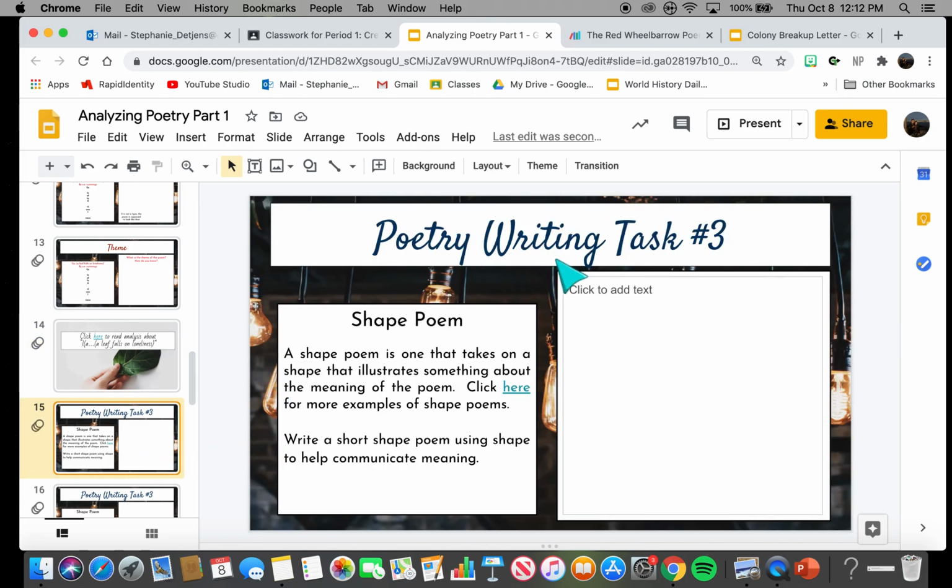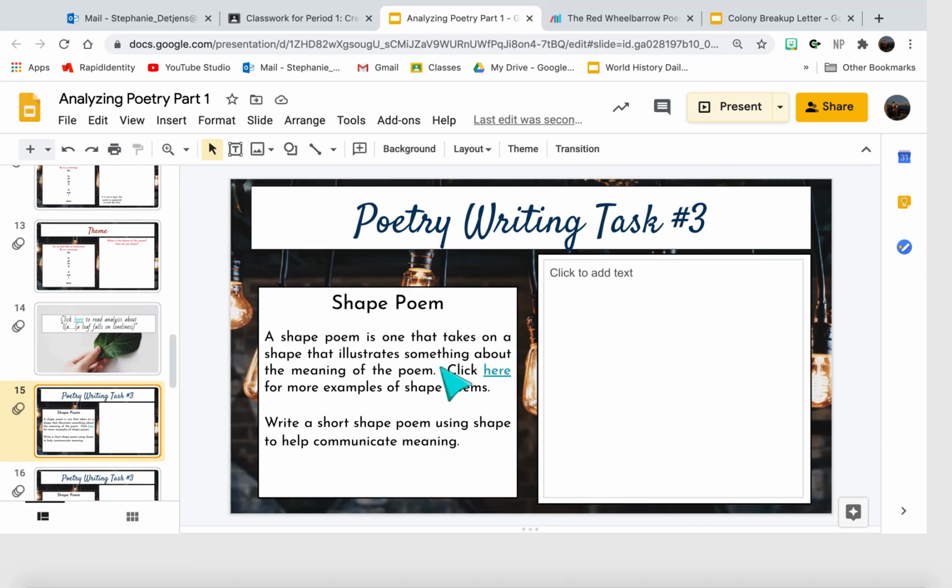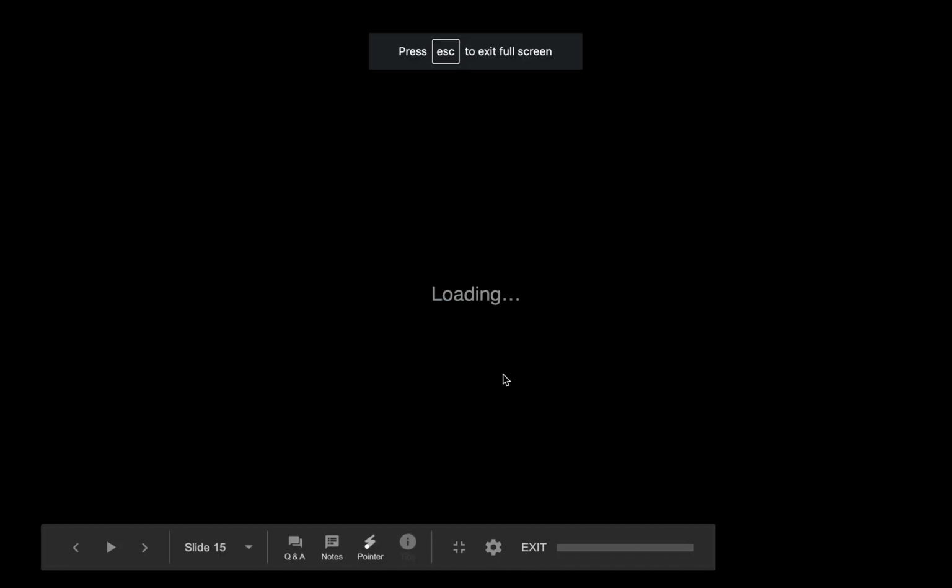For your poetry writing task 3, you're going to write a shape poem, which is basically what that was. A shape poem takes on a shape that illustrates something about the meaning of the poem. Click here for more examples of shape poems. Write a short shape poem using a shape to help communicate the meaning. So again, you have to hit present in order to click these little blue links.